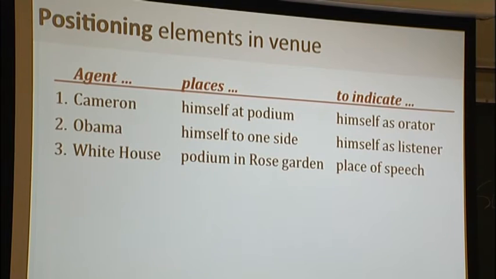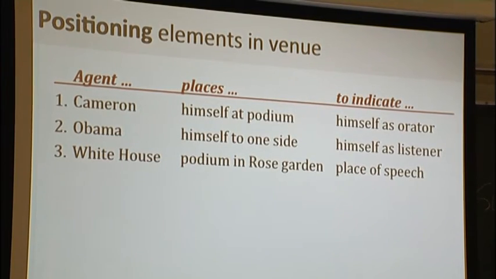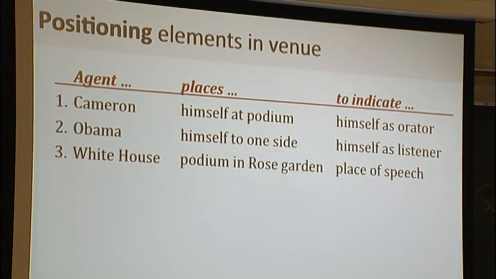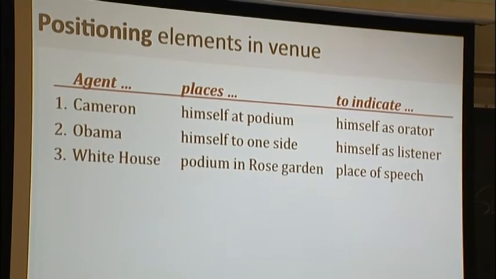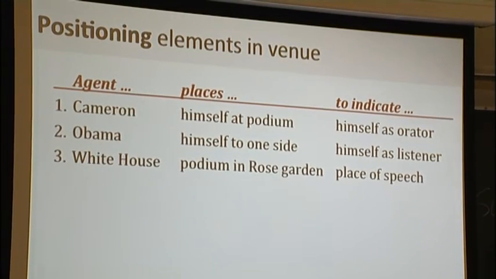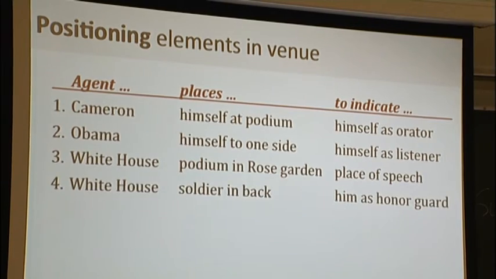The White House puts a podium in the Rose Garden. I mean, there's a podium there and it is placed there by the White House. There are people there. And that's to say, this is where this whole speech is going to happen. It makes the venue. It is a way of organizing the venue.